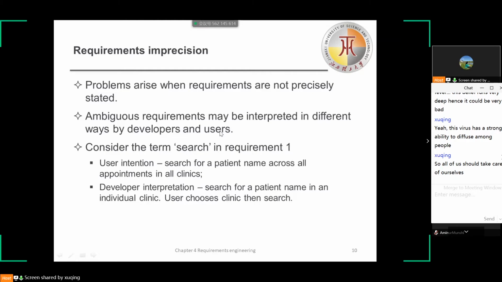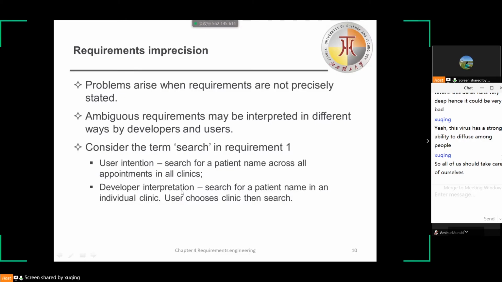The rationale for this requirement is that patients with mental health problems are sometimes confused, and they may have an appointment at one clinic, but actually go to a different clinic. If they have an appointment, they will be recorded as having attended irrespective of the clinic. And the medical staff members specifying this may expect search to mean that, given a patient name, the system looks for that name in all appointments at all clinics.